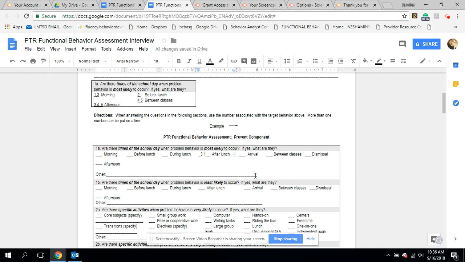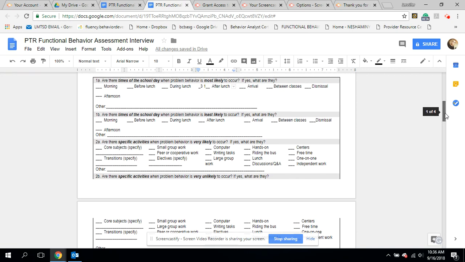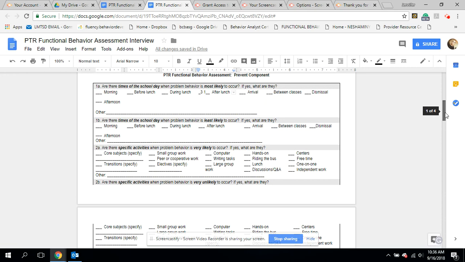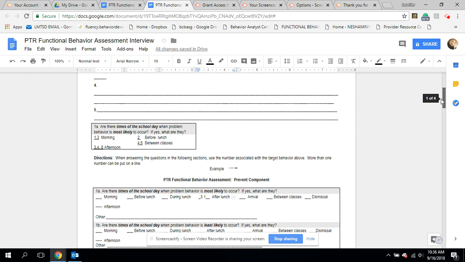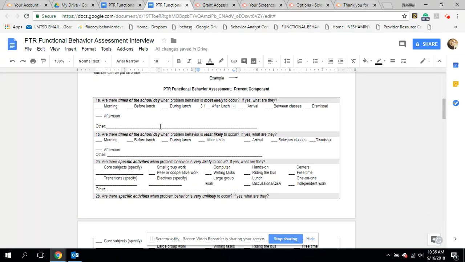This part here is for those teachers who are able to answer these questions because they see the students for a greater period of time and are able to give that knowledge. So basically, you just read the questions. Are there times of the school day where the problem behavior is most likely to occur? If yes, when are they? And you would just put the corresponding number on the line.